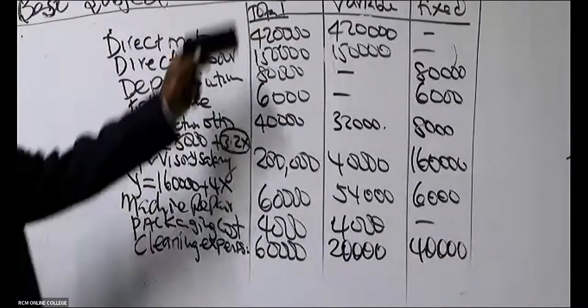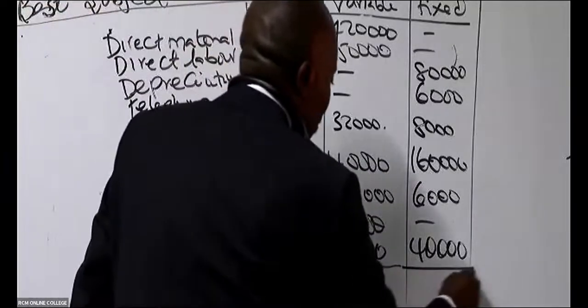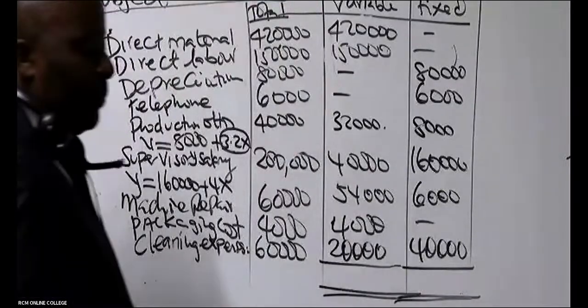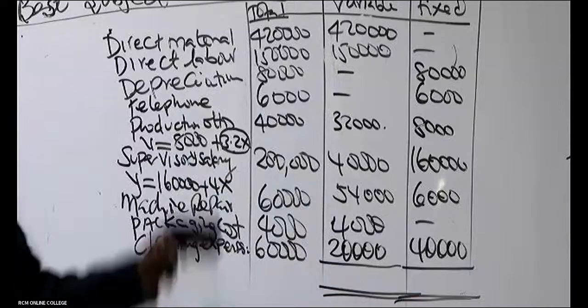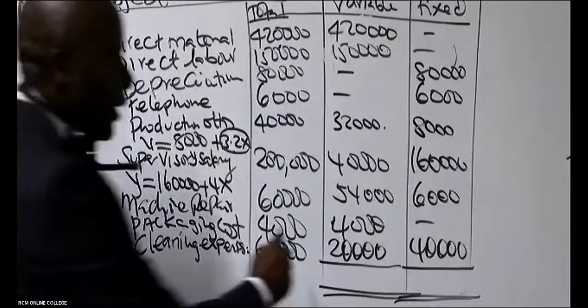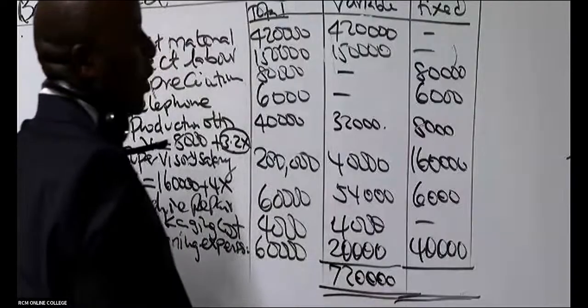So have we finished analyzing every account? Yeah, so please come and add the total variable and the total fixed. Total variable, when you add all of them, is 720,000 for variable. And then we have fixed, which is what here?